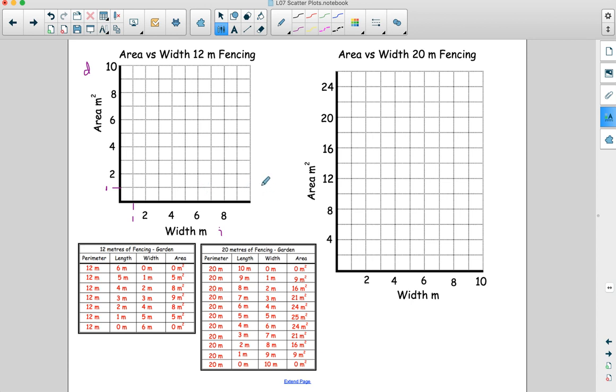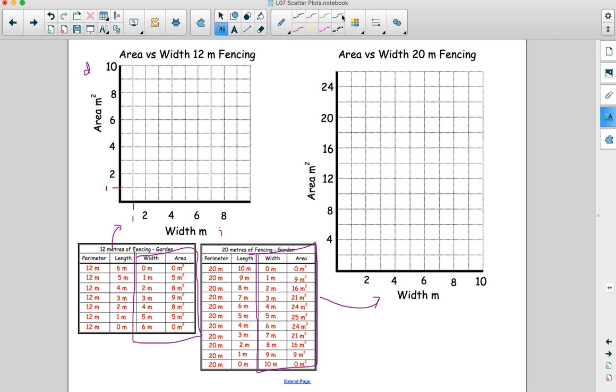And what you're going to do now is, let's look at what it's asking us to do. It's asking us to plot width versus area. And we've got 1, 2, 3, 4 columns here. The columns it wants are width versus area. This is for the 12 meters of fencing. And then we want to look at width versus area for the 20 meters. And that's going to go over there. So you're going to plot this.